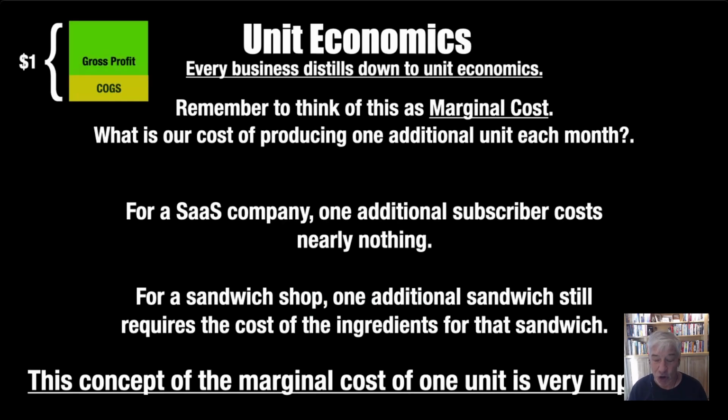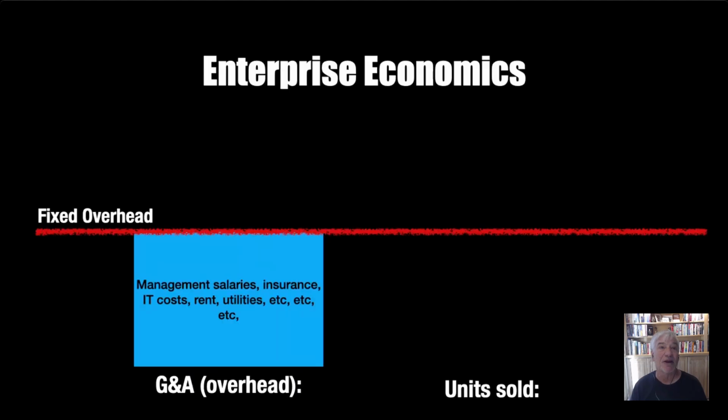So think about, for your particular venture, what is one unit, right? I said if you're a SaaS business, then one unit is one customer month. If you're selling widgets, then a unit is one widget, right? Now, the concept of enterprise economics, the second concept I want you to understand, is that for every venture, every business of every kind, we have a certain amount of fixed overhead every month. All right, so we've got the management salaries, we've got insurance, we've got rent on the building, we've got utilities.